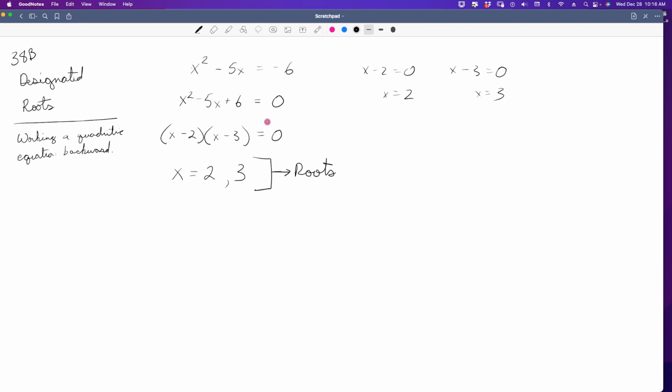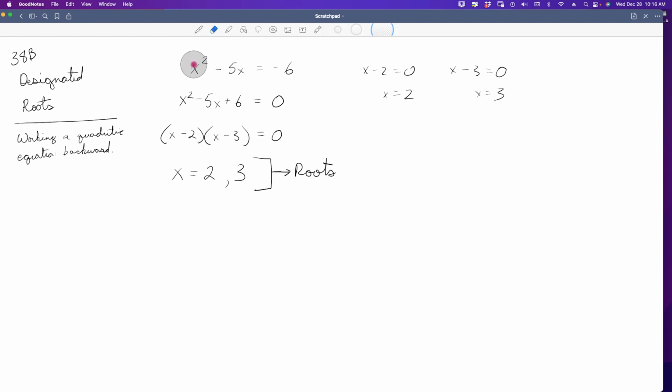So designated roots is all about working a quadratic equation backward. That's where we designate the roots first. So we are given the potential roots of x, and we have to turn around and put that into the original quadratic equation. We just have to solve it backwards. That is all designated roots means. It means let's put these factors in and go backwards with it.